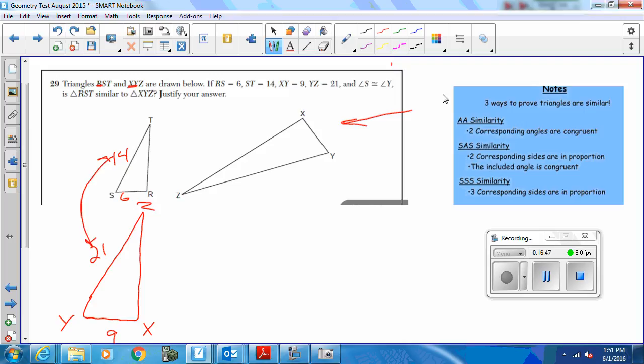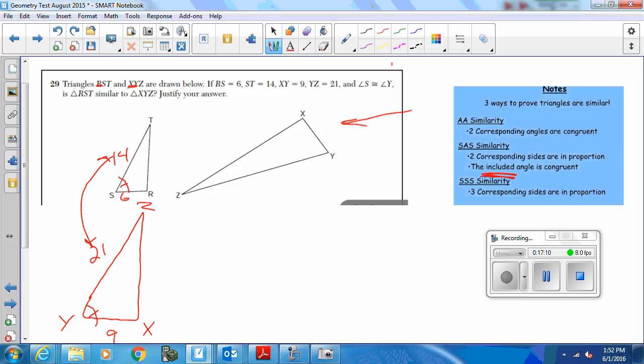Then it says angle S is congruent to angle Y. So these are corresponding. So we have two sides and the included angle. The included angle means it would be the angle in between the two sides. All right, so we have everything we need if these sides are in proportion. So how can we check that?